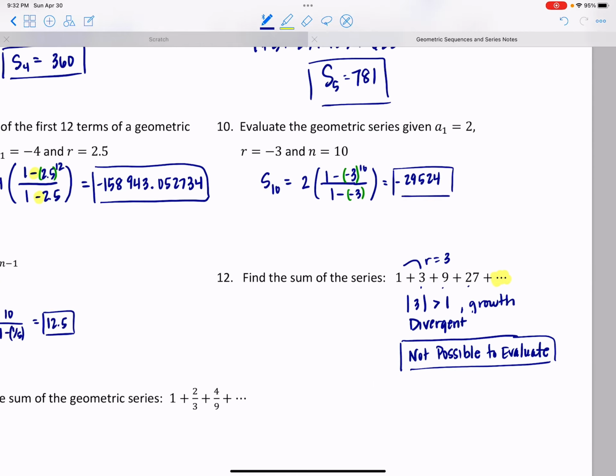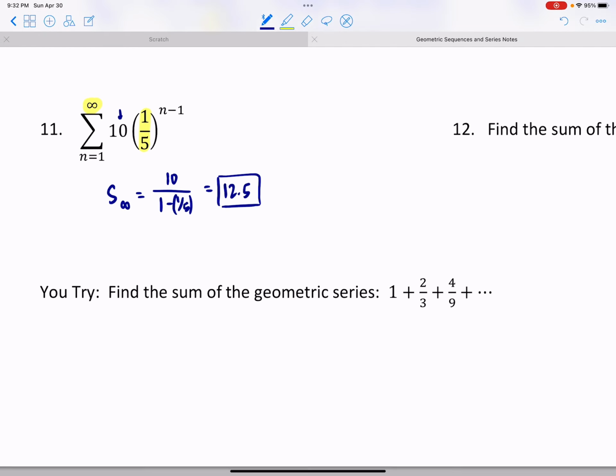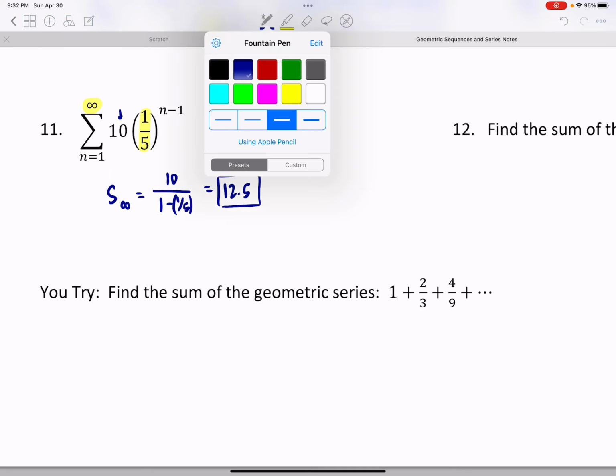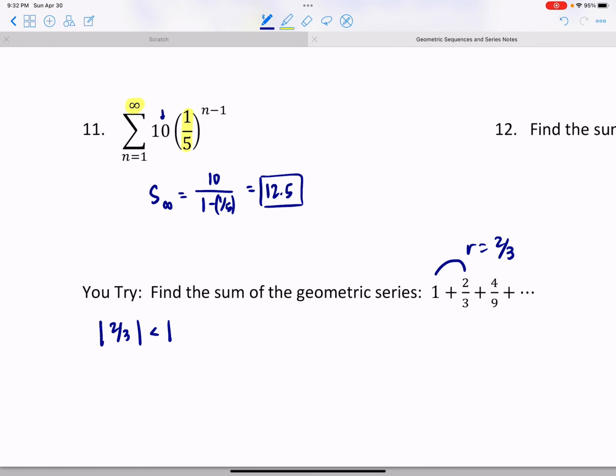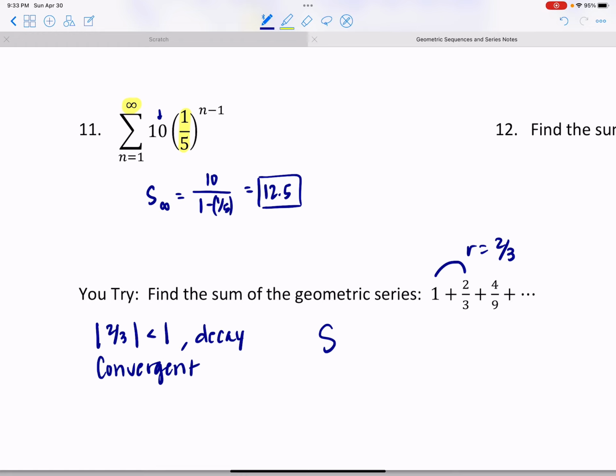Okay, the last one, again one for you to try, is going to be one that actually does converge. These values are getting smaller here. I can tell I am multiplying by 2/3, and then if I multiply by 2/3 again, this list will continue. So since this is convergent, because the absolute value of 2/3 is less than 1, this is going to be a decaying situation, or a convergent situation. So I can evaluate the sum using the same formula that we looked at in number 11 there.